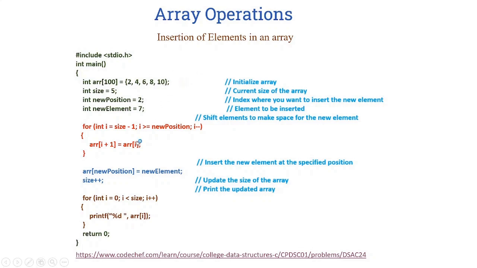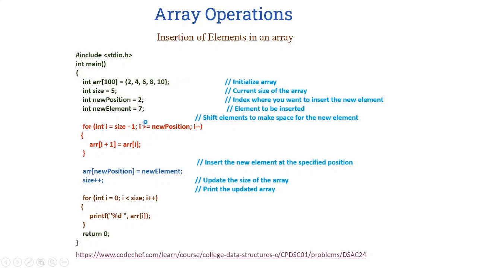So here i is 4. Now when you add 1, the i value will be 5. So array of 5 is the new position. So you are shifting the 4th place to the new place, that is the 5th place. So now 10 will be shifted to the empty bucket, that is the empty space in the 5th position.